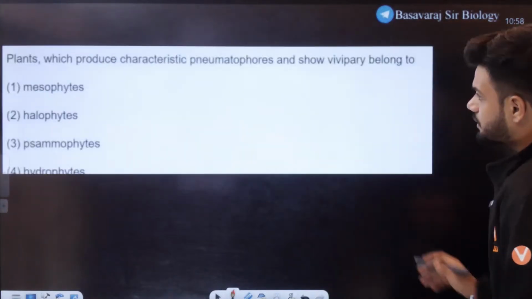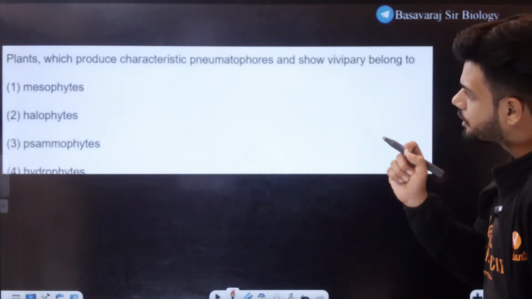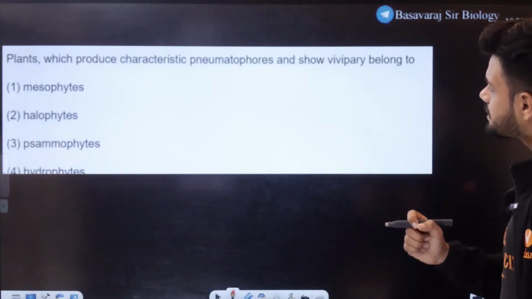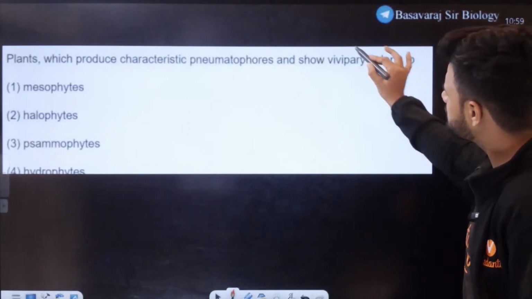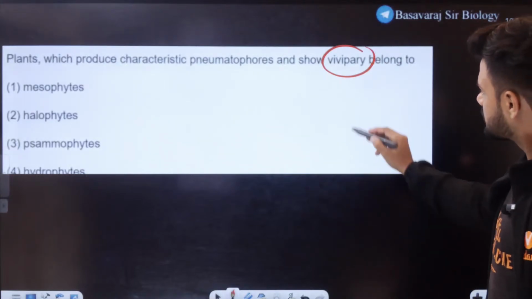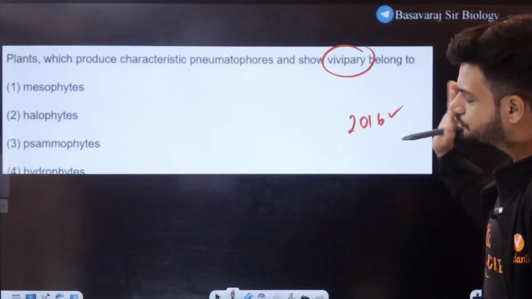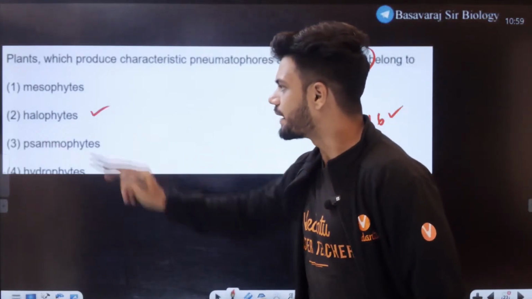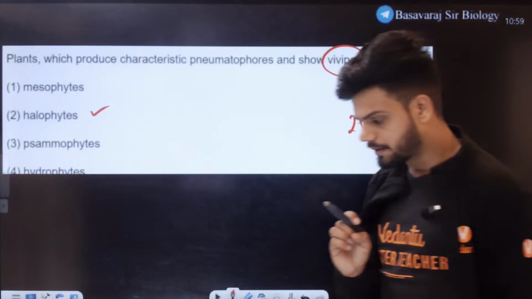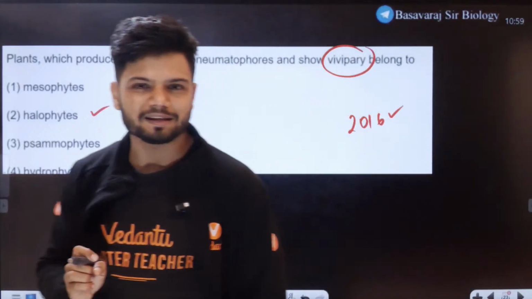Now look at this question. Plants which produce characteristic new metaphors and show vivipary, and belong to... This is a 2016 question. See, all of you know the answer. It is halophytes. The answer is halophyte. But what is the meaning of vivipary?